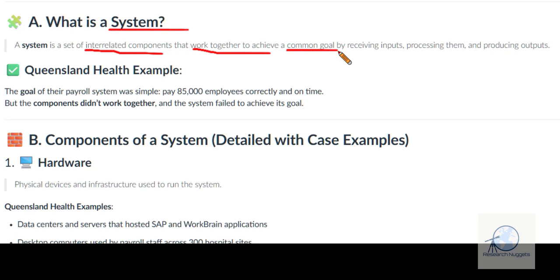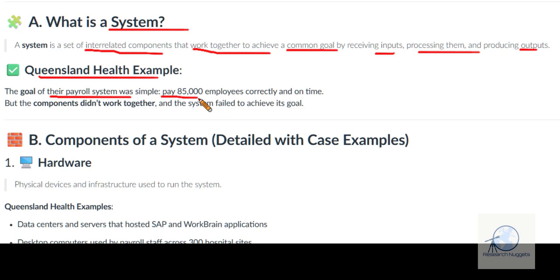So anytime you are defining a system, we always look for those 3 things: that they are interrelated or interconnected, they work together, and achieve a common goal. And of course, they do that through receiving certain inputs, processing those particular inputs, and achieving an output. When you look at the Queensland payroll system, their common goal was to come up with a payroll system. And that payroll system was to help them be able to pay the over 85,000 employees correctly and also on time.